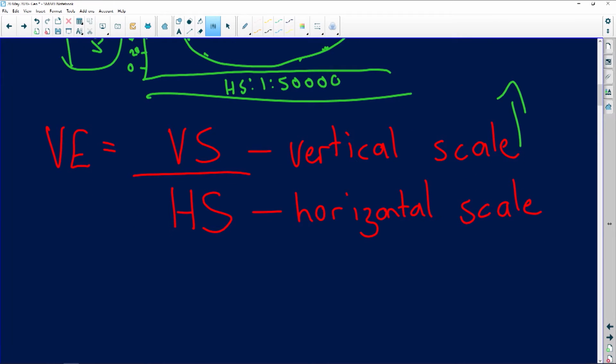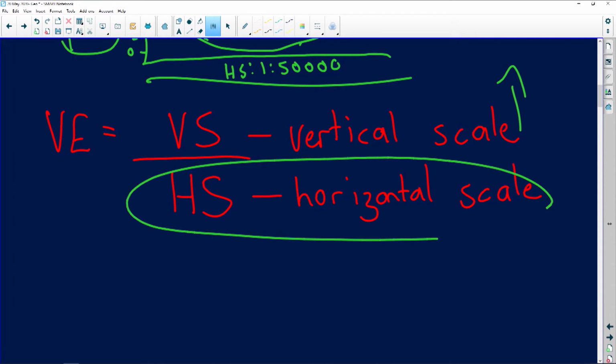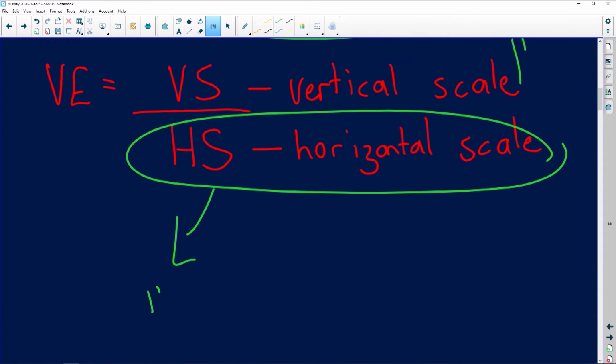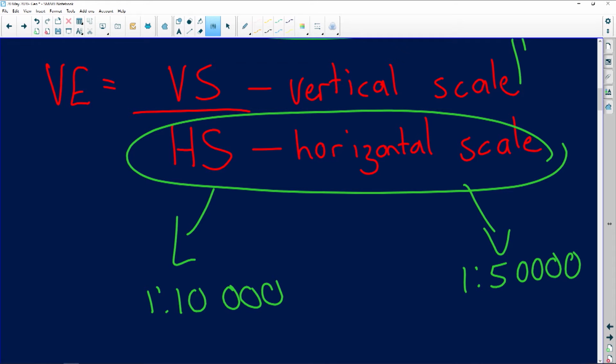I'm going to give you an example now. The horizontal scale is only one of two things: 1 to 10,000 or 1 to 50,000. Why only 1 to 10,000 and why only 1 to 50,000? Because these are the two maps that we use. They can either ask you to calculate the vertical exaggeration on the orthophoto, or on the topographical map. Remember, the vertical scale is going to be given to you in the question.